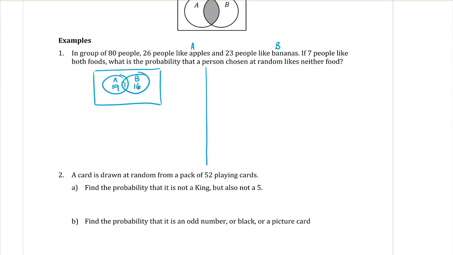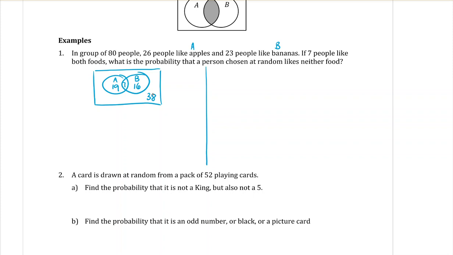I need to find out how many people are outside the circles in the box. There's 80 people altogether. If you go 80 minus the 19 minus the 7 minus the 16, has anyone done it? 38. Okay, so there are 38 people who do not like either of those fruits.